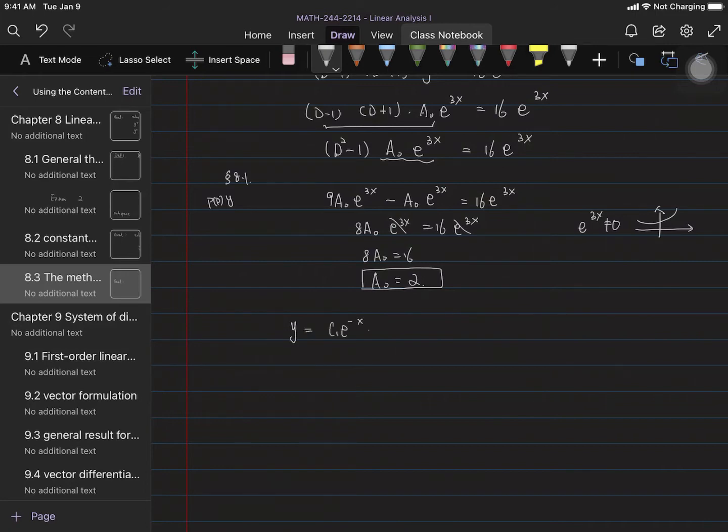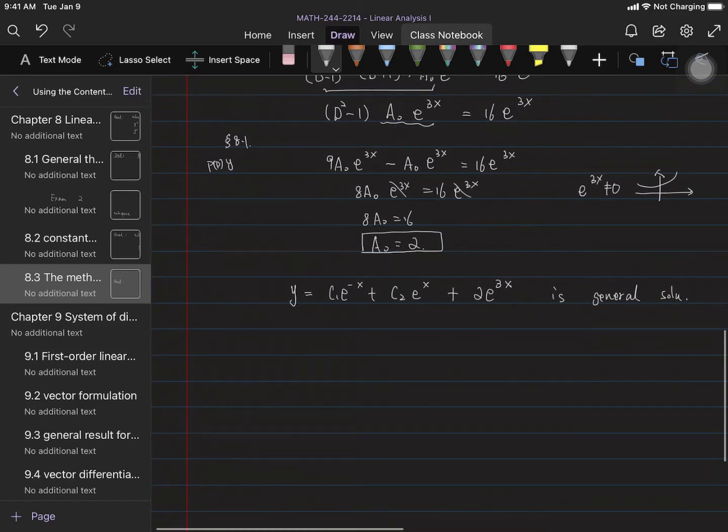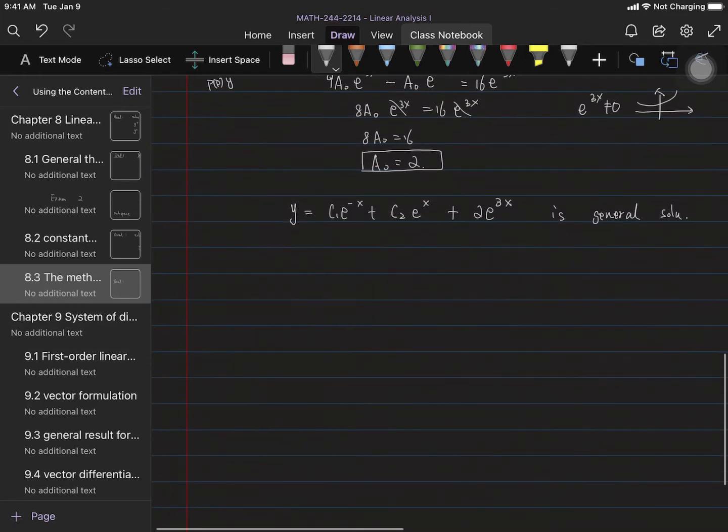C1 e to the negative x, C2 e to the positive x, plus the particular solution, which is a naught, 2 e to the 3x. So this is the general solution to the original non-homogeneous differential equation. Okay, so that's the procedure. Don't worry too much. So let's do one exercise. Okay, we are going to do one more exercise. Let's see this problem.